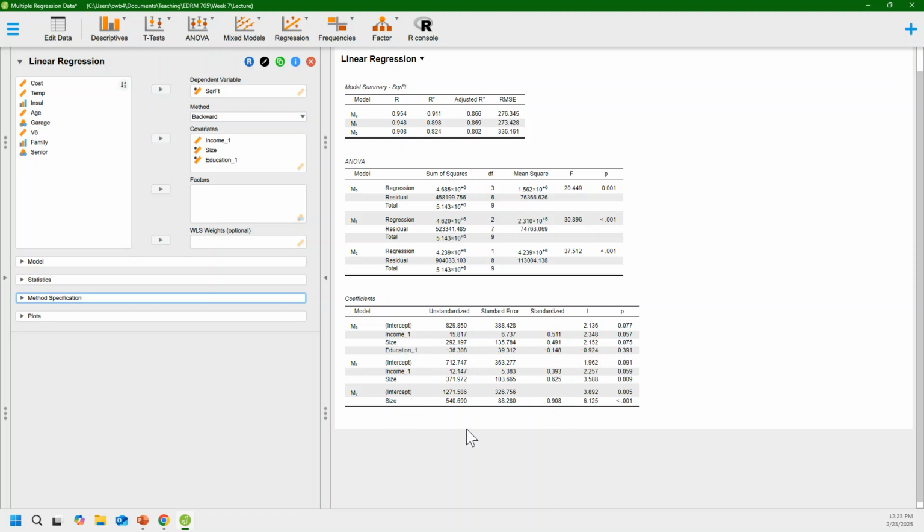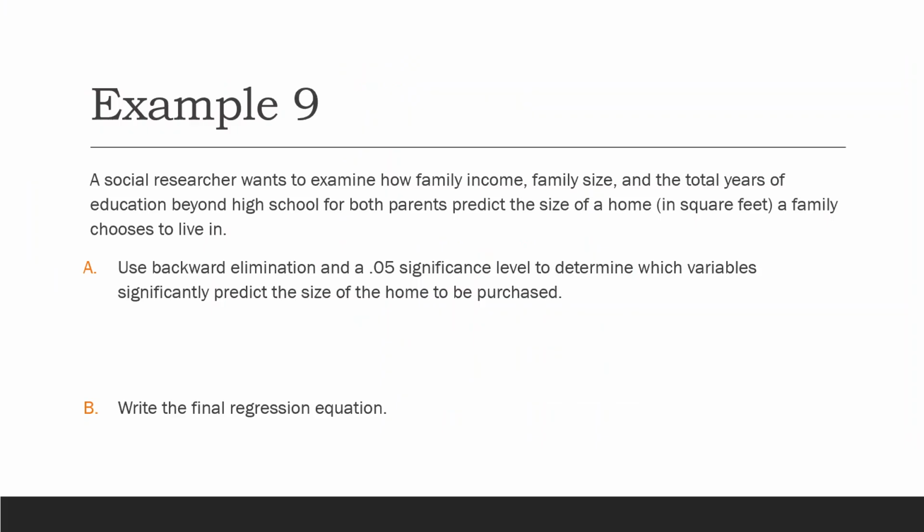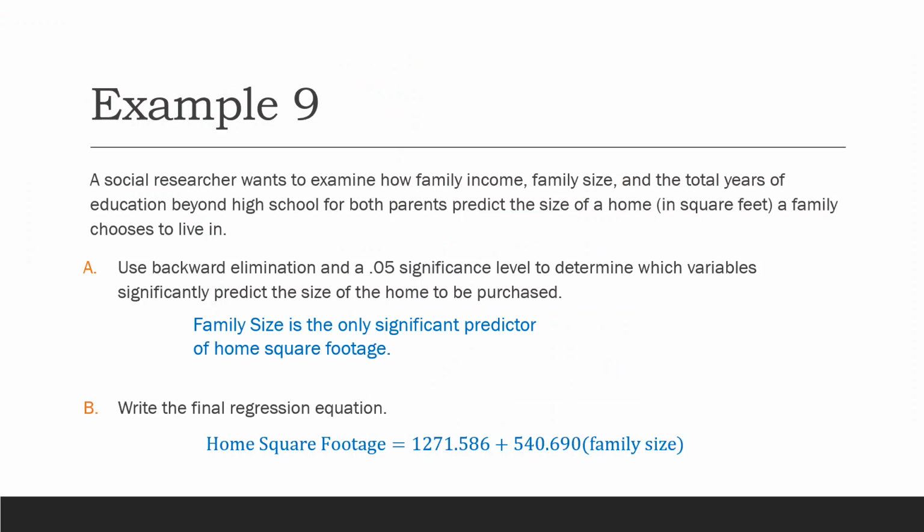My final regression equation is going to have an intercept of 1271.586 and a slope on the family size variable of 540.690. All right, and so the answers to those 2 questions: family size is the only significant predictor of home square footage. The final regression equation is this regression equation here.